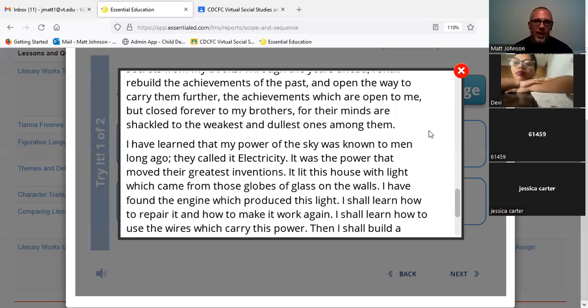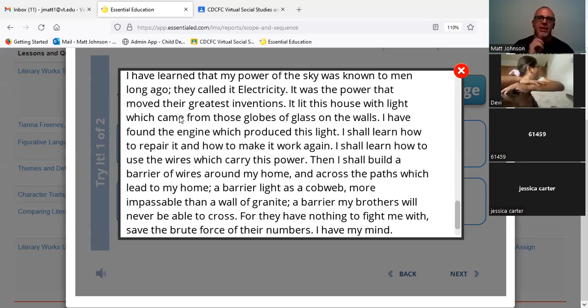I have learned that my power of the sky was known to men long ago. They called it electricity. It was the power that moved their greatest inventions. It lit this house with light, which came from those globes of glass in the walls. I have found the engine which produced this light. I shall learn how to repair it and how to make it work again. I shall learn how to use the wires which carry this power.